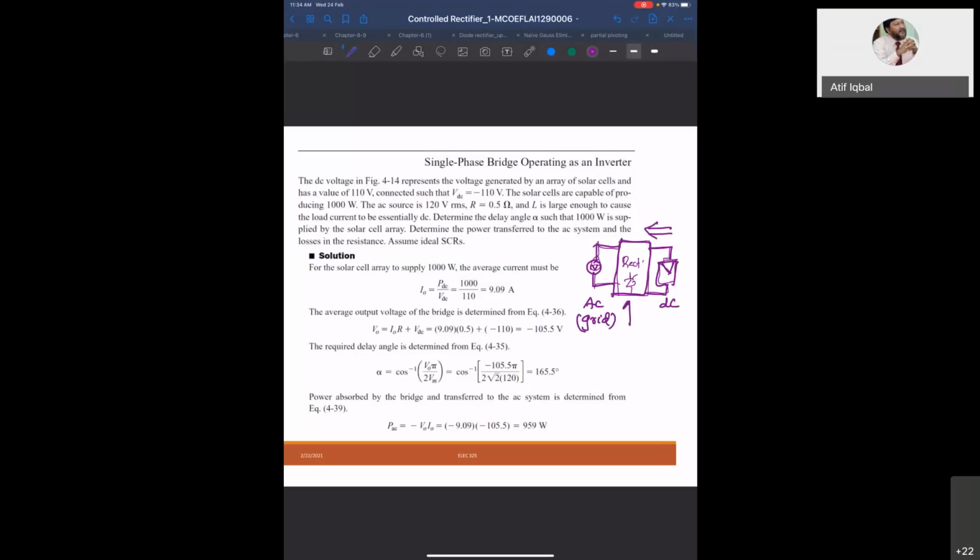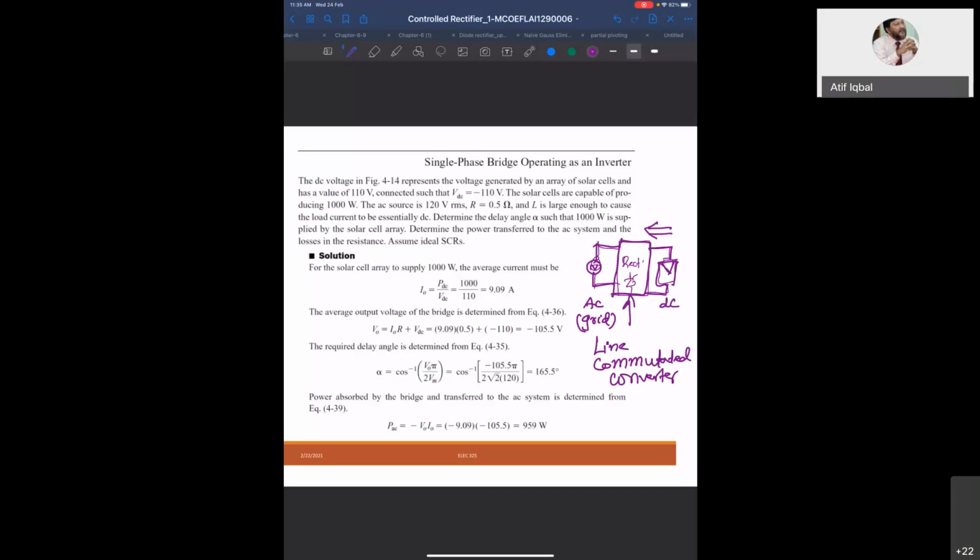This is called a line commutated converter, which is our thyristor based rectifier. But this rectifier at this point is working as an inverter, because it is supplying power from the DC side to the AC side. So this is an important example, because this kind of thing you use in practical installations.